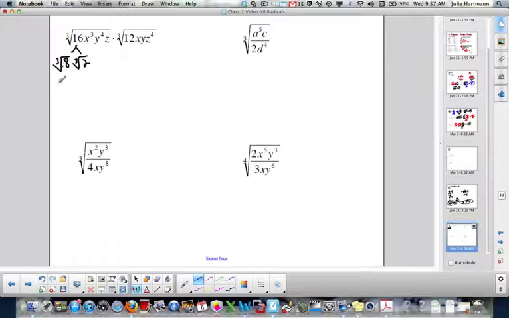Okay, cube root of 8 is 2, so I have 2 cube root of 2. And then I also had the cube root of 12. So that we'll deal with in a second. As far as your variables, I'm going to combine those. X cubed times x is x to the 4th. Y to the 4th times y is y to the 5th. And z times z to the 4th is z to the 5th.